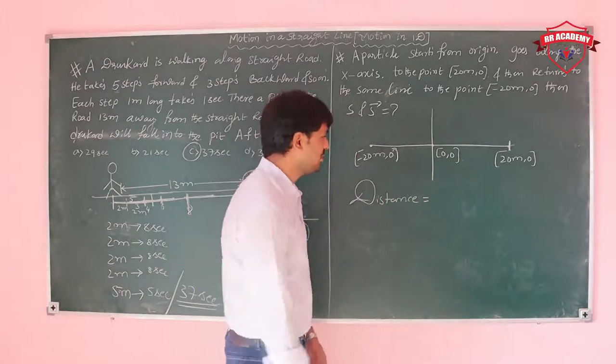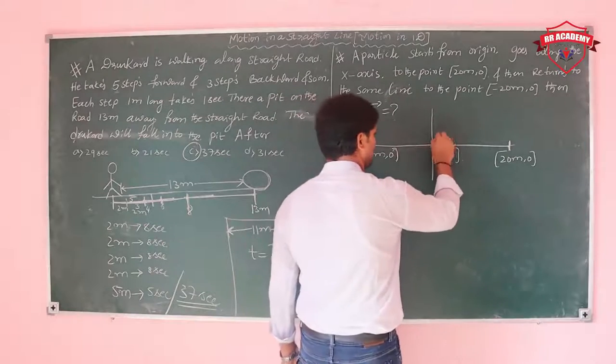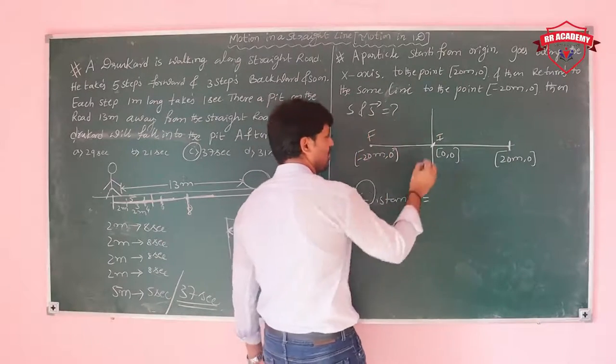Distance is equal to how much is traveled? This is the initial position here, and this is the final position. You can give the number.